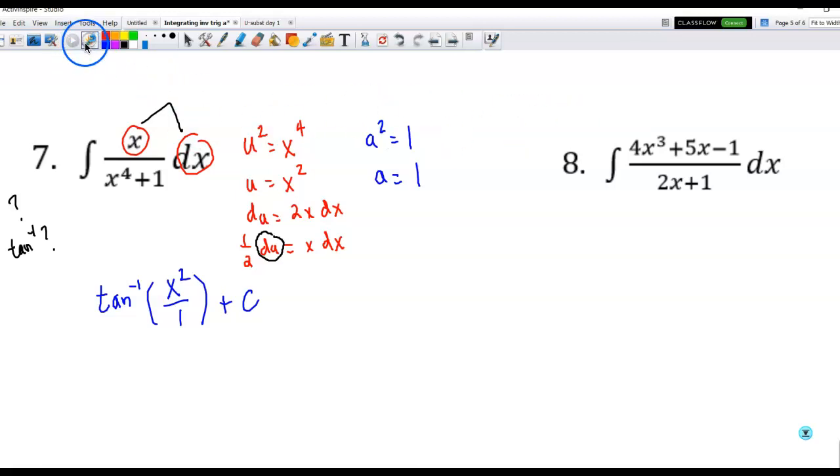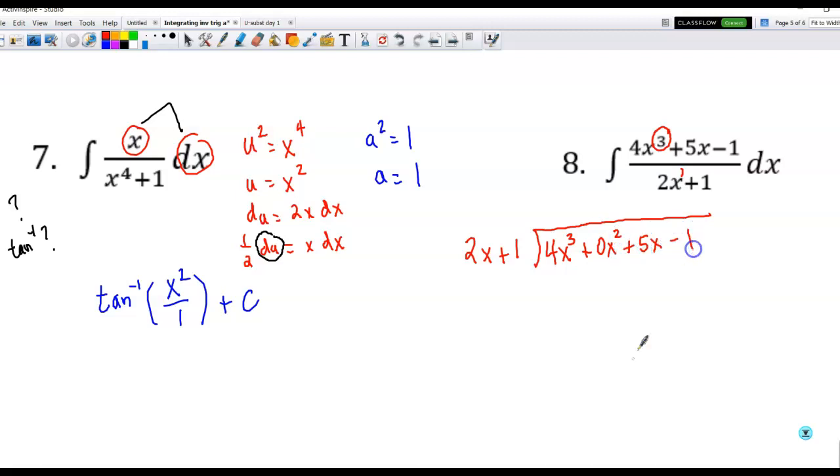So in number 8, I am noticing that I have a higher degree in the numerator than I do in the denominator. I'm not going to do this out because I have done one already, but I'm thinking long division. So I would have 4x cubed. Now here's what I want you to pay attention to. Plus, since there is no squared term, I would have a 0x squared plus 5x minus 1.